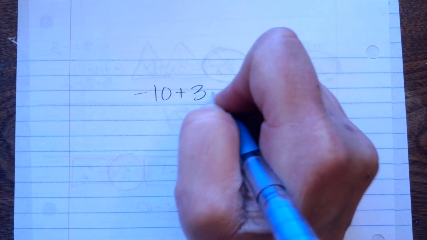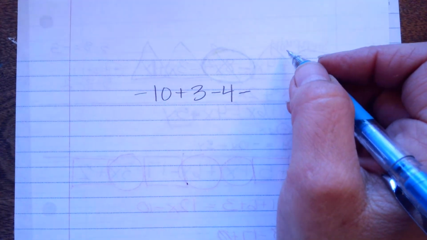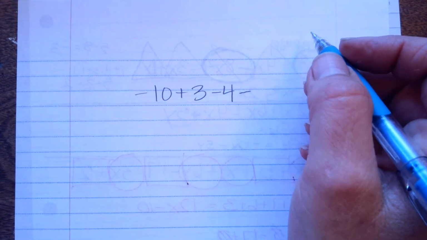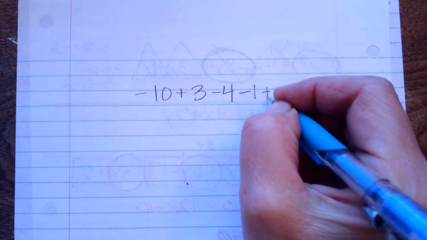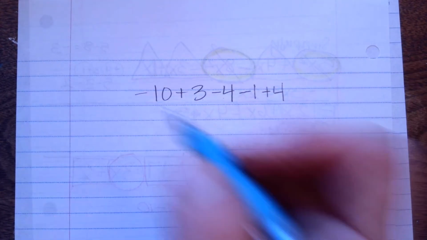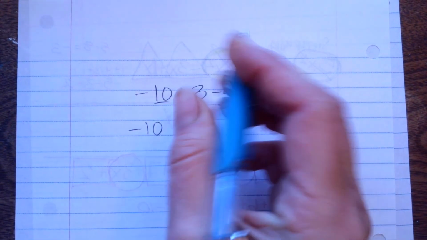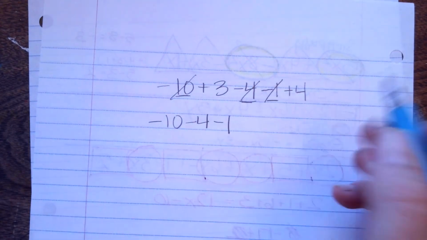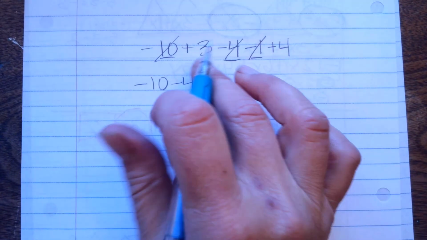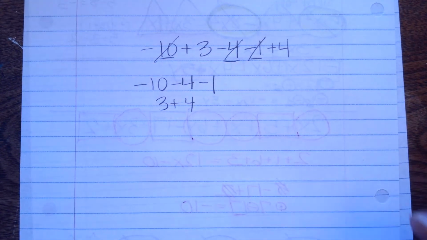So if you have a negative 10 plus 3 minus 4, so let's say there's x's or no x's in front of it. We're just going to deal with the numbers and then you can apply it to whether it's x squared or whatever. So I have negative 10 plus 3 minus 4 minus 1 plus 4. So I'm going to group all the negatives together. So I have a negative 10, a negative 4, and a negative 1. That just helps me keep all the negatives together and then I can cross them out. And then I'm going to keep all the positives together. I have a plus 3 and a plus 4.